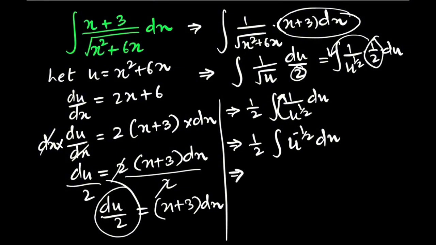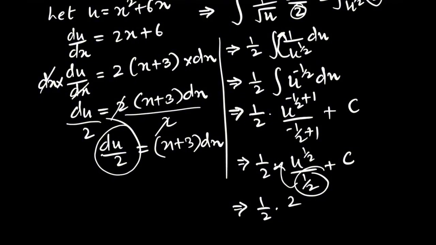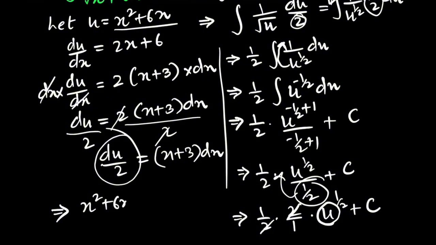Now you can easily integrate this one, which becomes half times u raised to negative half plus 1, divided by negative half plus 1, plus c, which is equal to half times u raised to half divided by half plus c. And you can write this as half times, when you take this in the front, it gets reciprocal. That means it becomes 2 over 1 times u raised to half plus c. 2 and 2 get cancelled out, and the final answer is (x squared plus 6x) raised to half plus c.